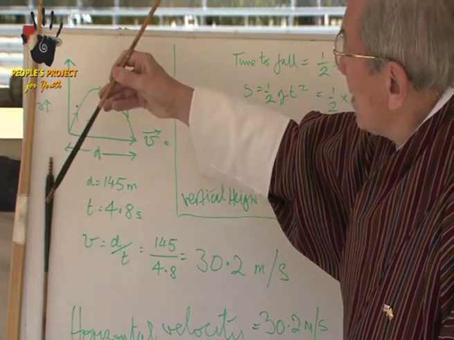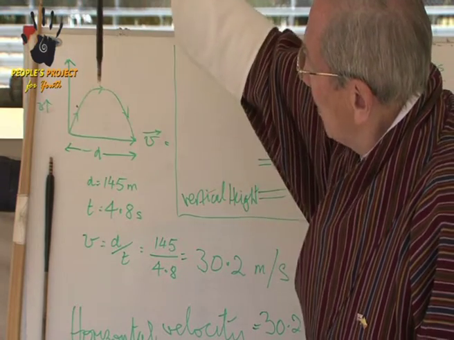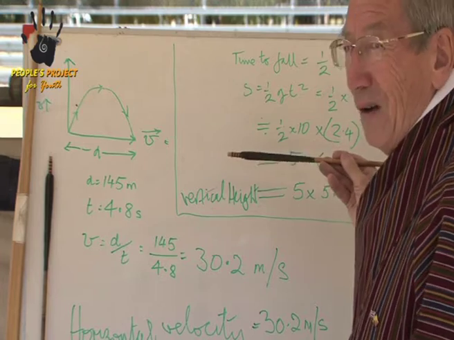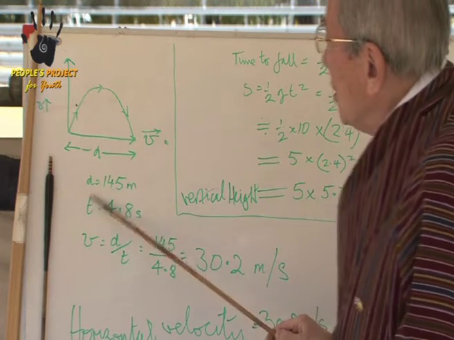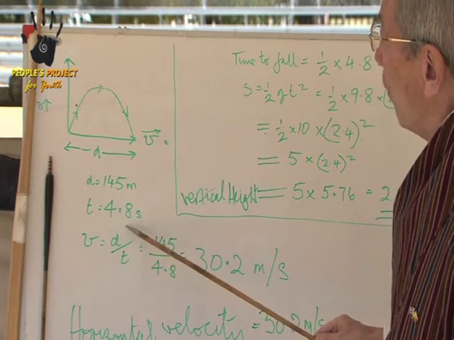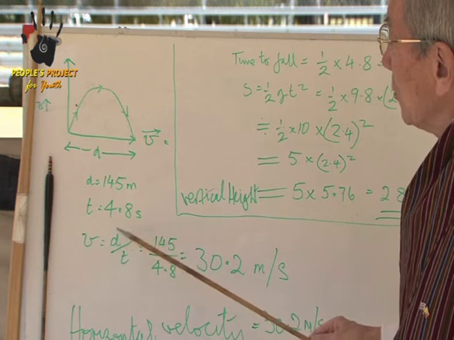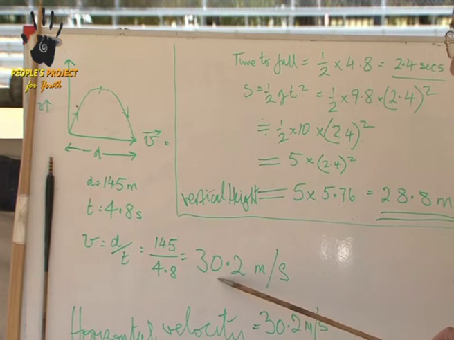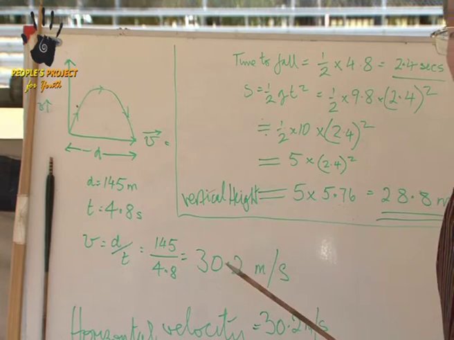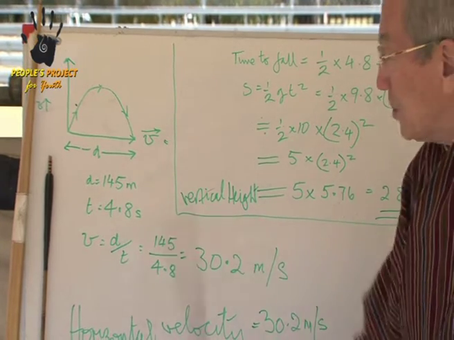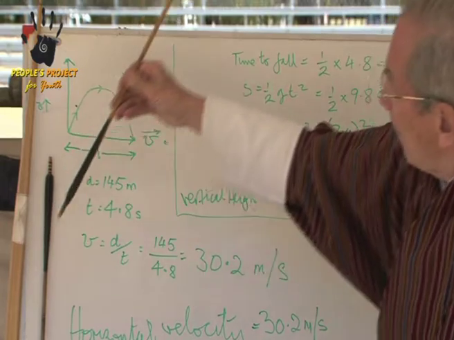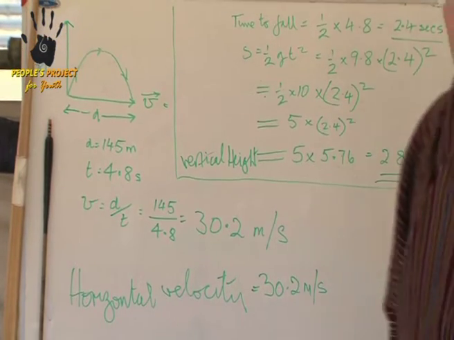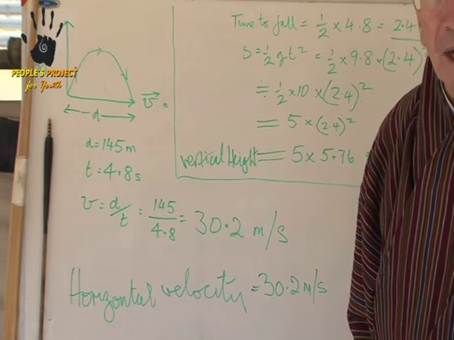The arrow goes like that, which is a mixture of an upward motion and an along motion. So what's the along or horizontal velocity? Well, distance 145 meters, time 4.8 seconds, velocity equals distance over time, which gives us the answer of about 30.2, say 30 meters a second. So the horizontal velocity of our arrow, when we fired it like that, was about 30.2 meters a second.